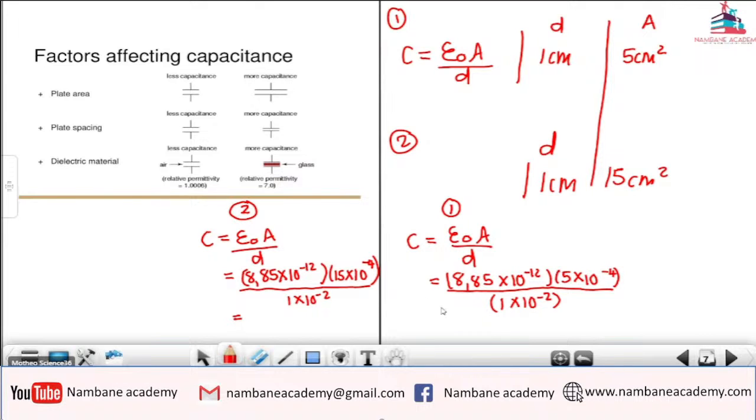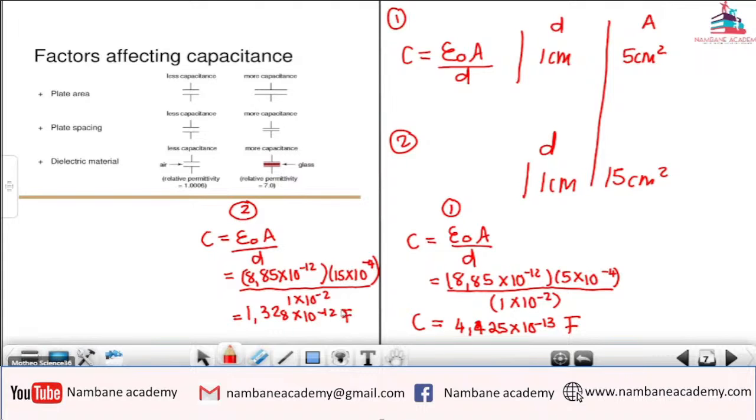So here for capacitor number 1, what did you get? You got 4,425 times 10 to the power negative 13 SI unit farad. Then now for your capacitor 2, it was now 50, not 5. So you got here 1,328 times 10 to the power negative 12 farad.